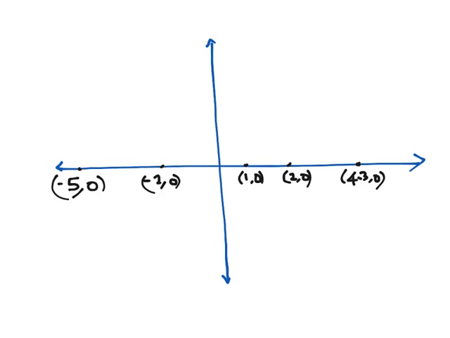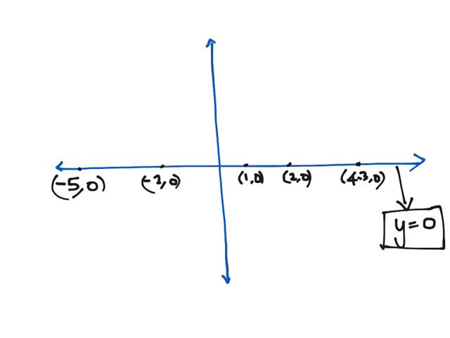Now you can notice that in all these points one thing is similar. The y-coordinate of all these points is 0, isn't it? So in fact if you take any point on the x-axis, the y-coordinate will always be 0. Hence the equation of the x-axis is nothing but y equal to 0. Now this is very, very important. So the equation of the x-axis is y equal to 0.